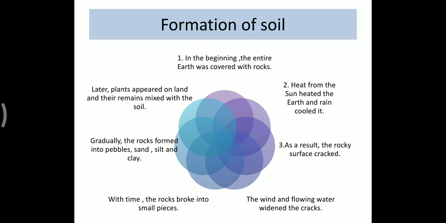With time, later, when small plants grow on the land, they remain mixed with their dead bodies in the soil, and gradually due to the cracks and due to the plant remains, these rocks get converted into pebbles, sand, silt, and clay. These rocks get cracks and break down into small particles, and with the passage of time, slowly and gradually these rock particles broke into small pieces. That is how soil is formed from the bedrock.